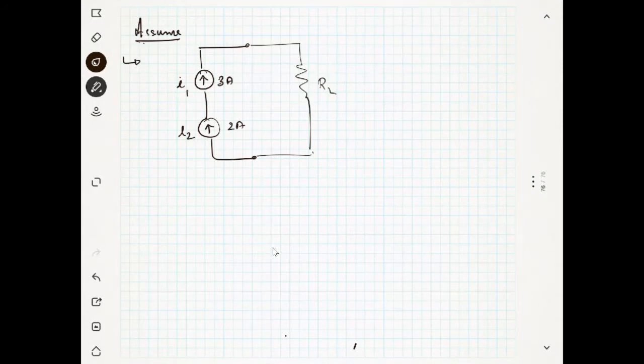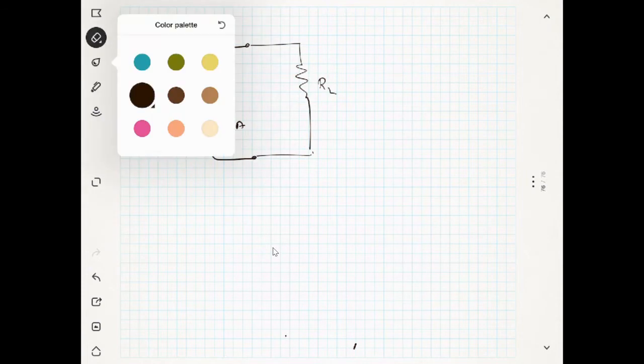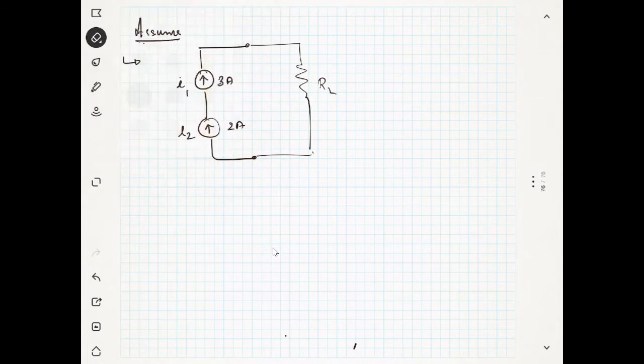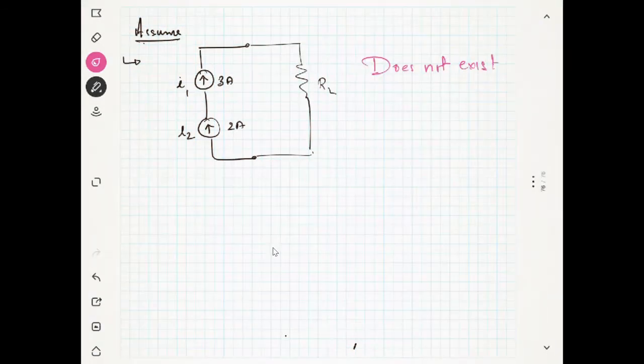There is a problem with this circuit. I will say this circuit does not exist. Does not exist means you cannot connect a circuit like this. If you connect a circuit like this, then sometimes it will lead to instability and sometimes it may heat up and burst. It is because you take any node here.